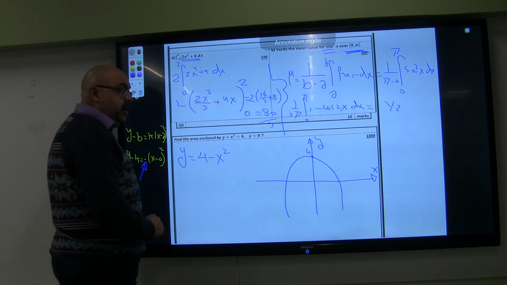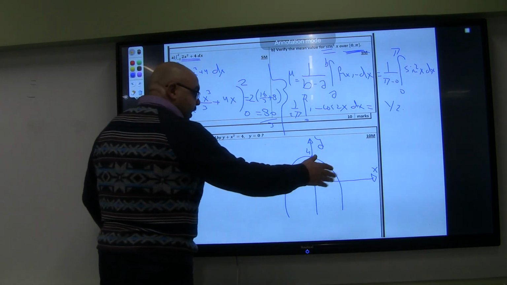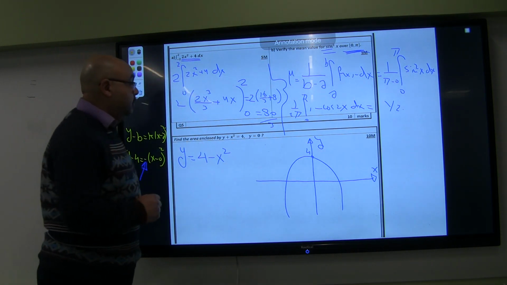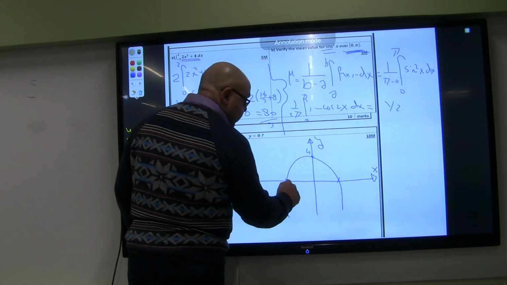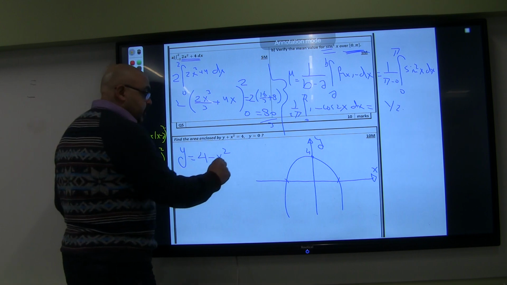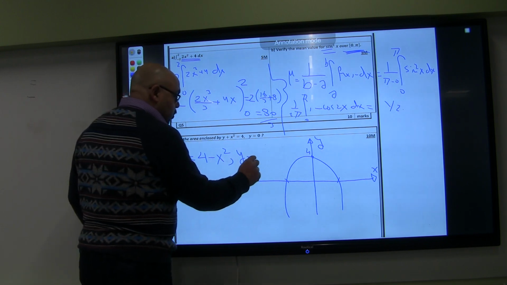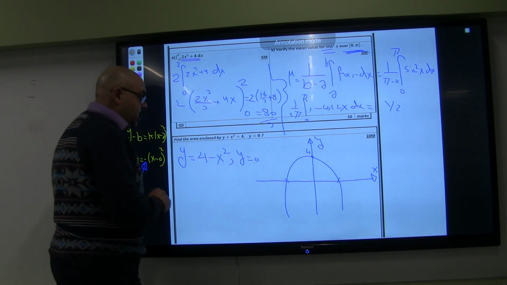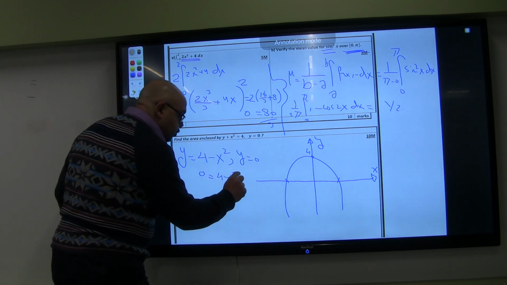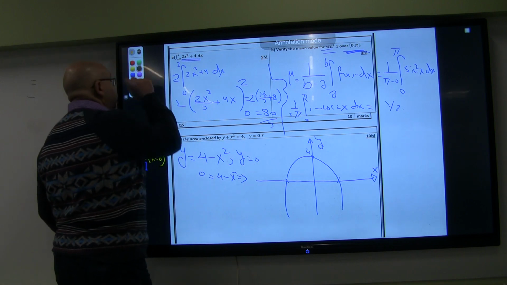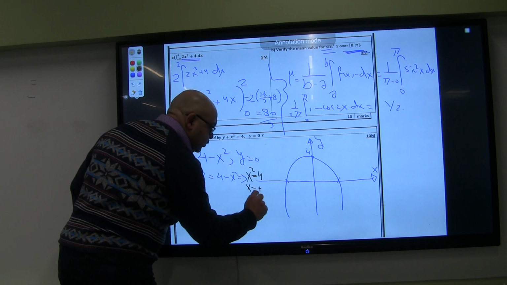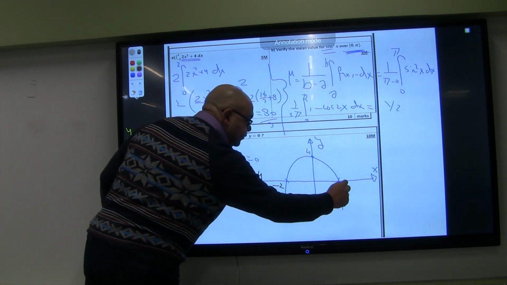I need to find the area enclosed by that curve and the x-axis, so simply I'm going to integrate with respect to x, but I will need first to find the integration limits. This can be easily done by solving this curve with y equal to 0, which is the x-axis. That will leave you with 0 equals 4 minus x squared, which happens when x squared equals 4, that's x equals positive or negative 2. This is negative 2, positive 2.